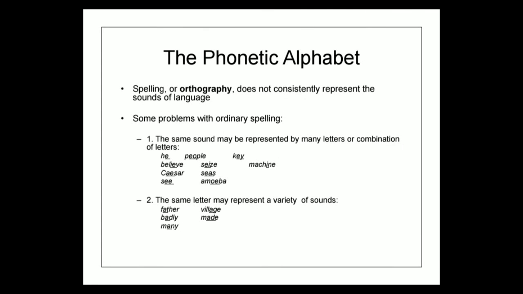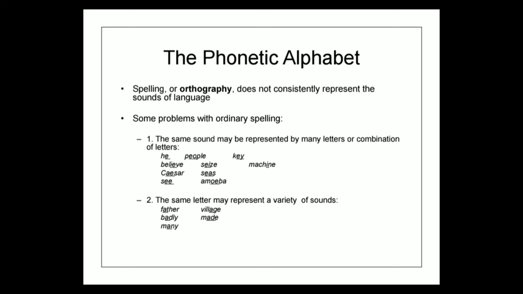The phonetic alphabet: spelling, or orthography, which is the scientific term for spelling, doesn't consistently represent the sounds of a language. Some problems with ordinary spelling: the same sound may be represented by many letters or combinations of letters. For example, here we can see the places of the letter E, which gives different sounds in different places.